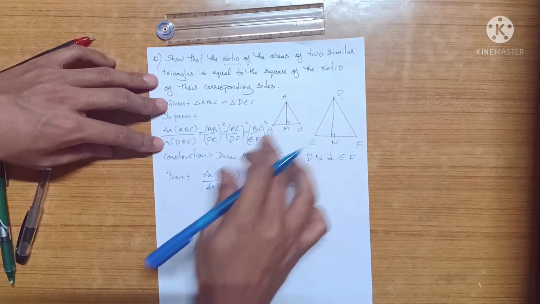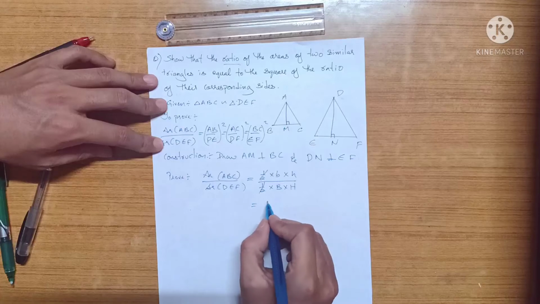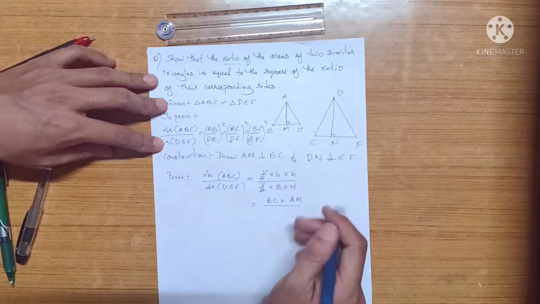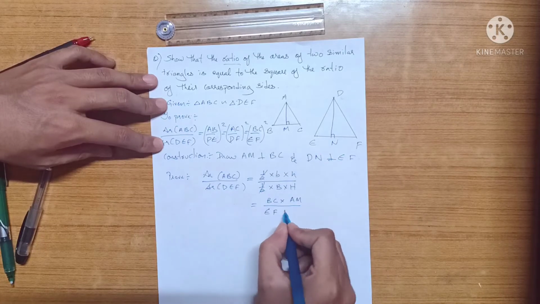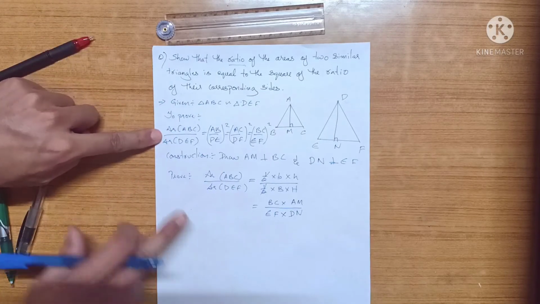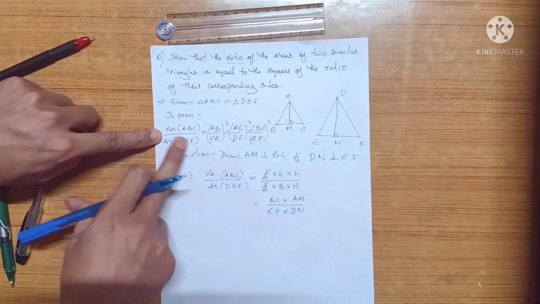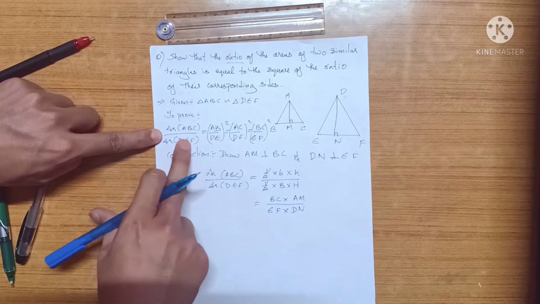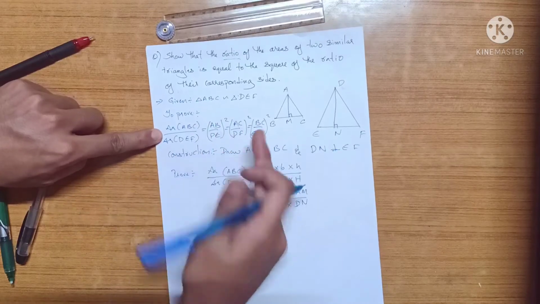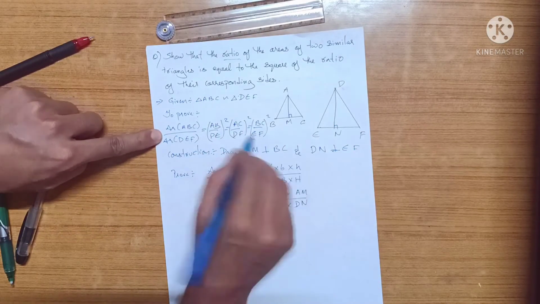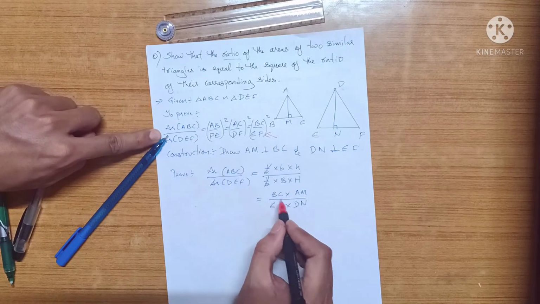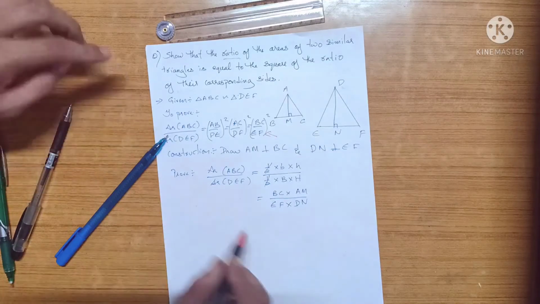So the base in case of ABC is BC, height is AM. For DEF, base is EF, height is DN. So if you look at this and compare, you have to show that this is equal to this, this, and this. If you look at this, it's very similar to the last one. The last one is what? BC by EF, right? And here we are getting BC by EF here, right?